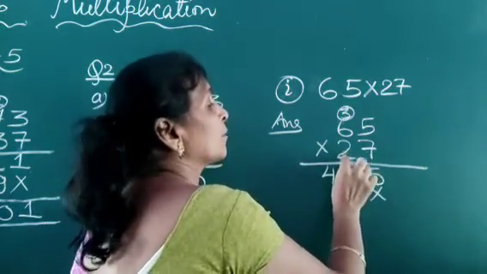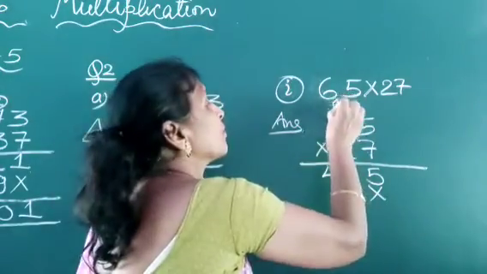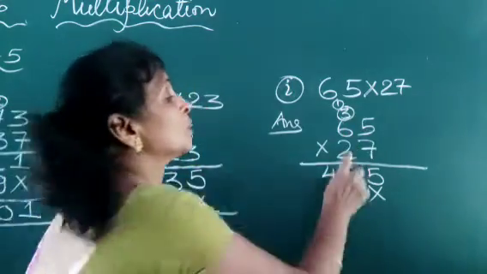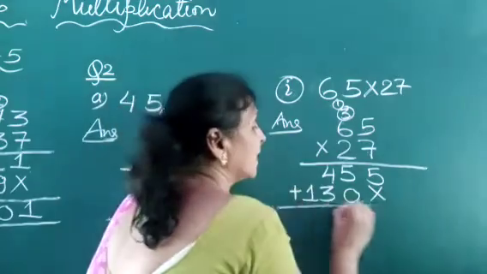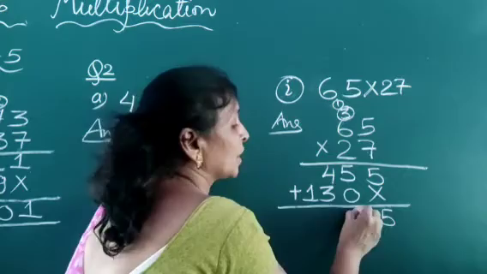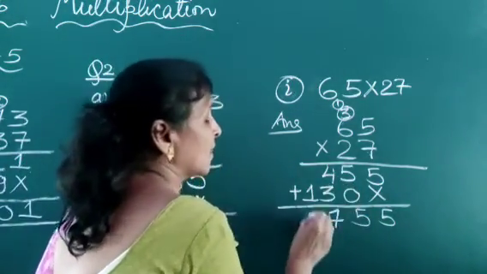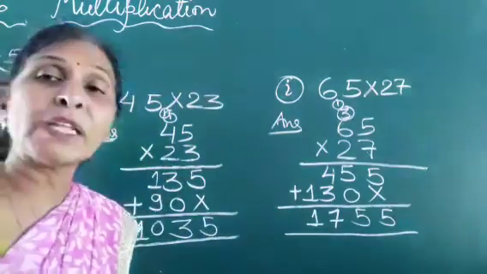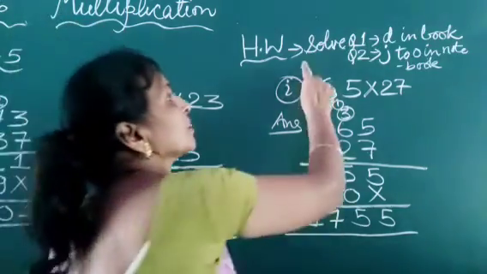Then tell the table of 2, 5 times. 2 fives are 10. Write 0 and put 1 carry over here. Then tell the table of 2, 6 times. 2 sixes are 12 plus 1, 13. Now we add these two. 5 plus 0, that is 5. 5 plus 0 again is equal to 5. 4 plus 3 equals 7 and here is only 1. So our answer is 1755.